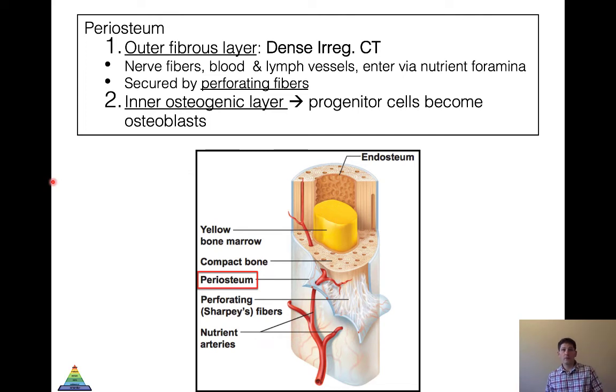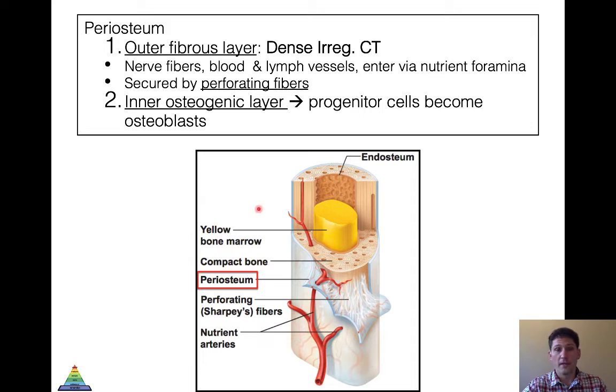So what does that look like? Well, there's two layers to this periosteum. We have an outer fibrous layer, and that's our dense irregular connective tissue. So remember, the fibers are moving in all different directions, so it can withstand stress in all different directions. Within there, we see nerve fibers, blood and lymph vessels, and those are going to enter into the bone through these perforating canals. That irregular connective tissue is anchored to the compact bone by these perforating fibers.